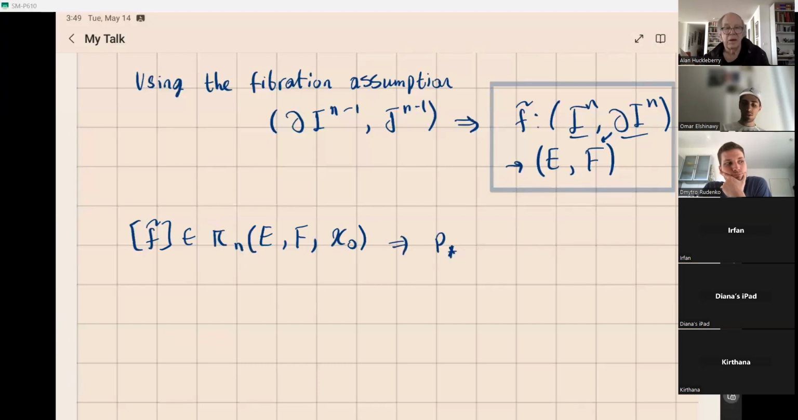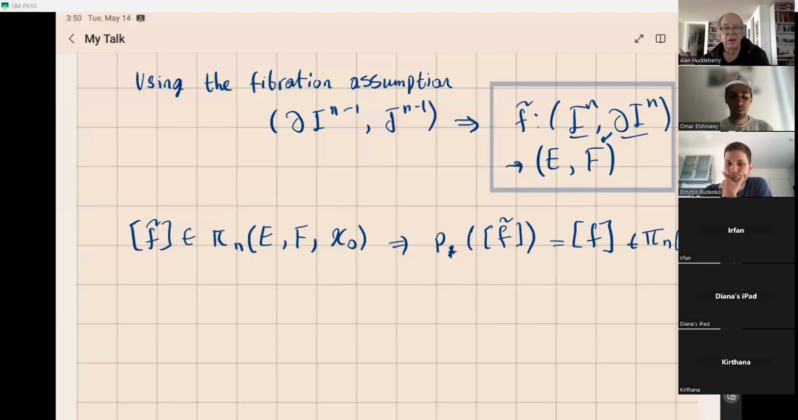So p star of... Because we have a surjection, this map between groups sends the homotopy class of the function f tilde to just the homotopy class of f, which is in pi n of B.